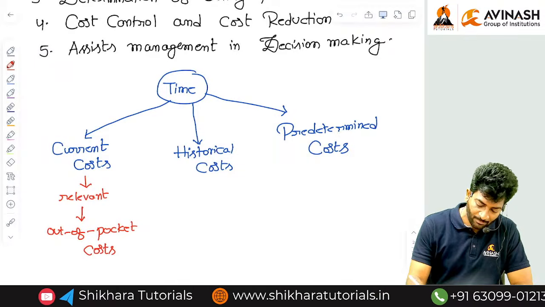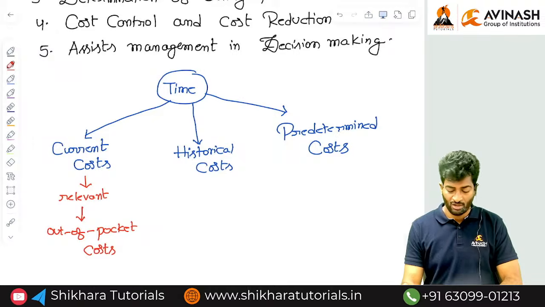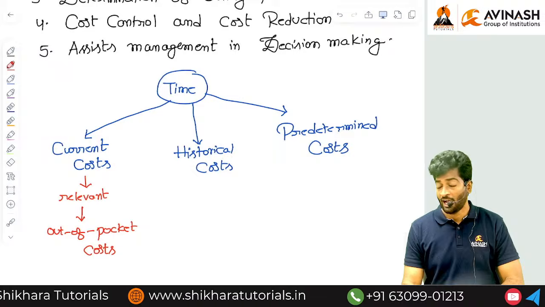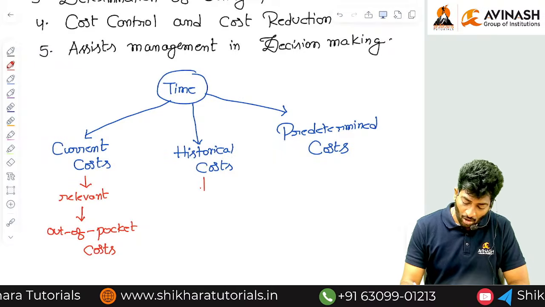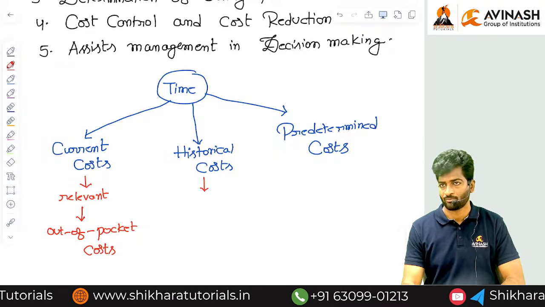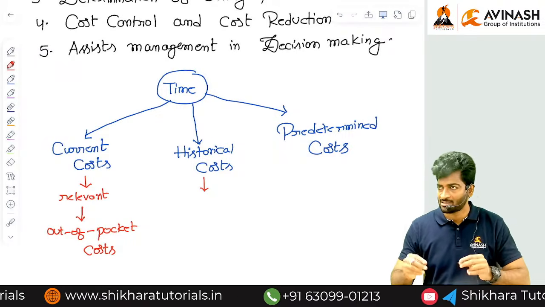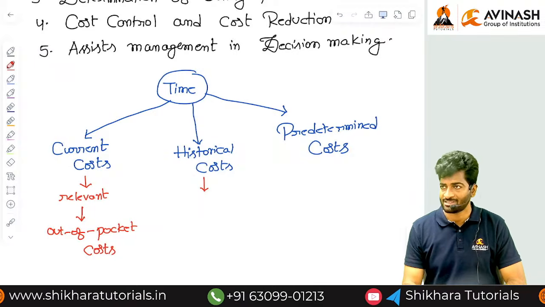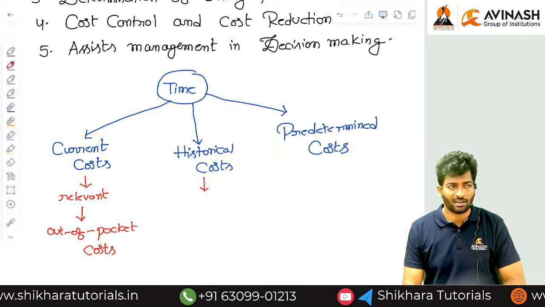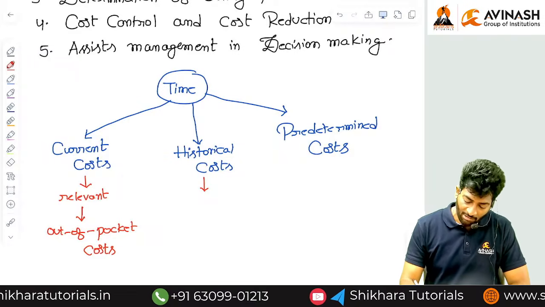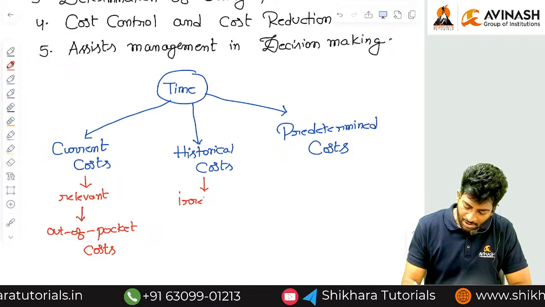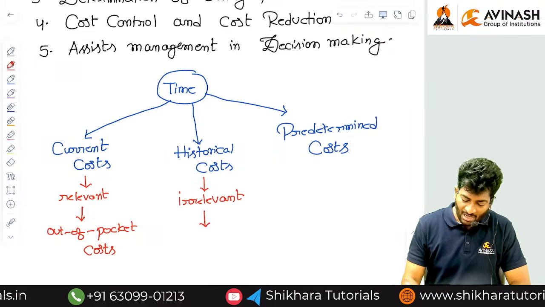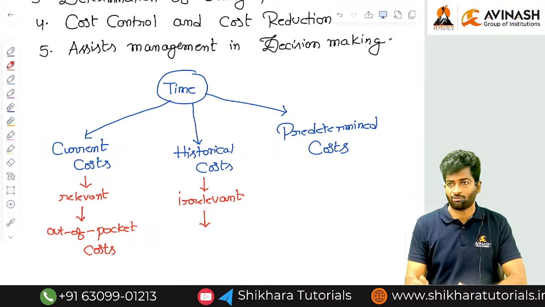Clear? Next. Now coming to historical cost. Historical cost is also known as sunk cost. Is it relevant or irrelevant for decision making? Please participate, discuss, and along with that, slowly start writing. So historical cost is past cost, already incurred, right? Is it relevant or irrelevant for decision making? This is irrelevant for decision making, right? Now, just like the previous one, I'm going to ask why it is irrelevant for decision making.